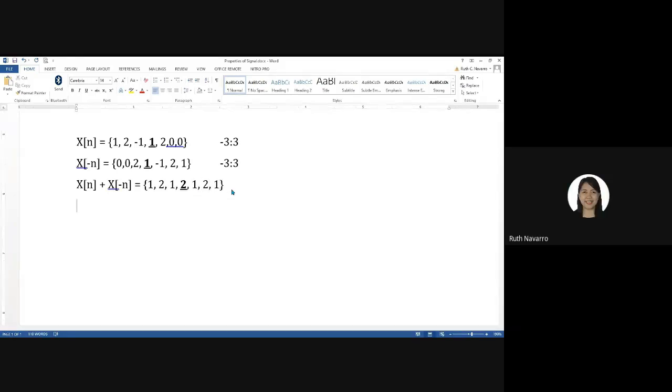So the even signal of x of n is equal to x of n plus x of negative n divided by 2. 1 divided by 2 is 0.5. This is now our even signal.